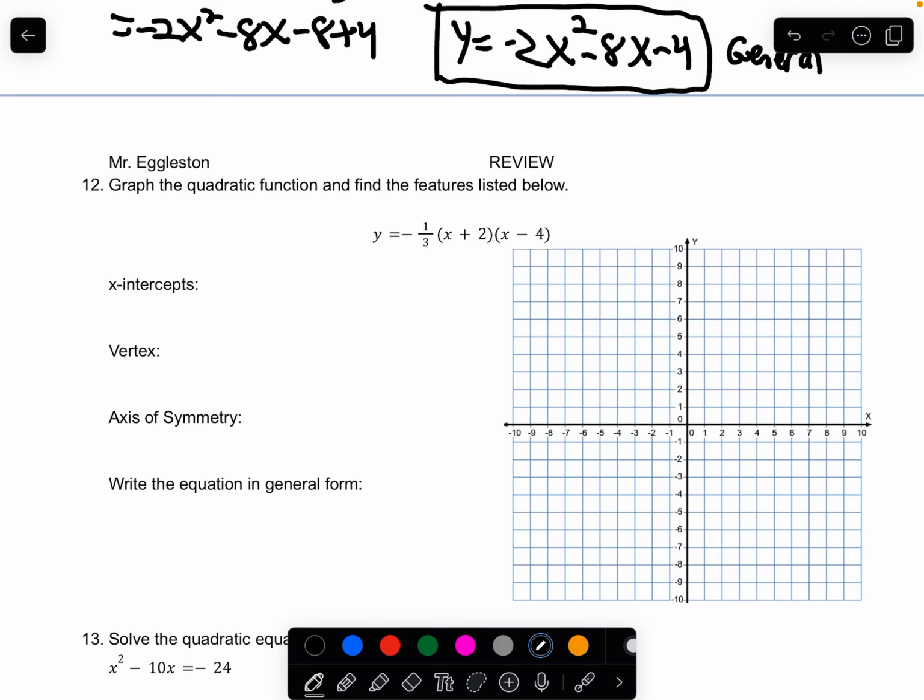Hey class, video numero tres, that's Duolingo for 3. We're at question 12, graph the quadratic function and find the features listed below.